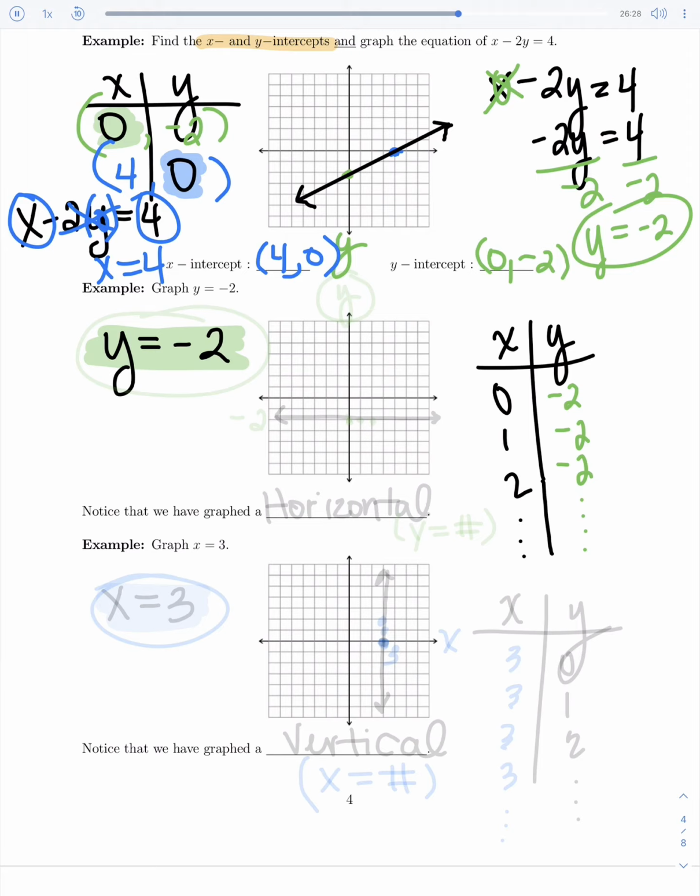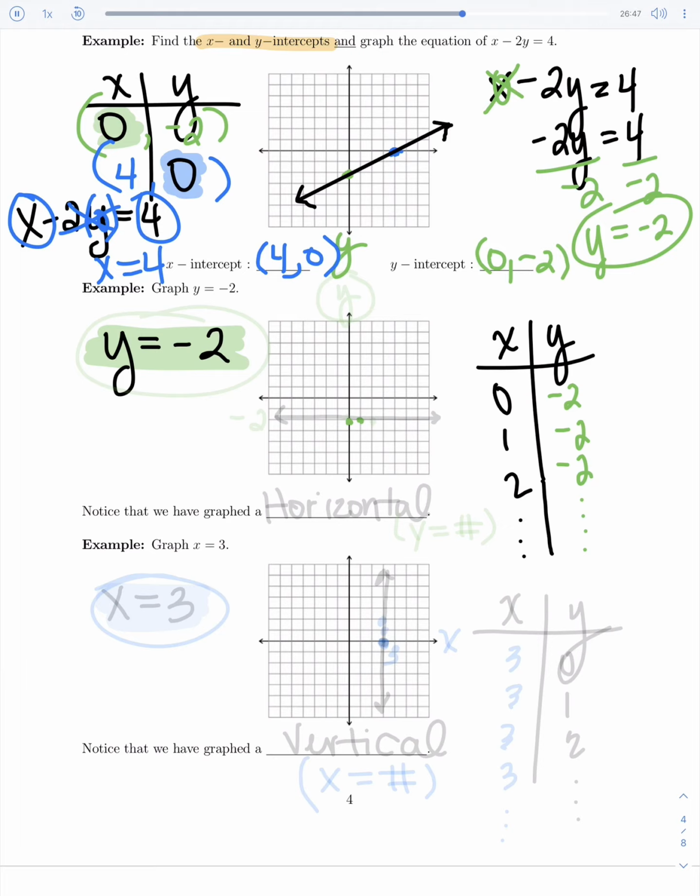Well, these are just example points. Let's plot them and see what makes them so special. So if we plot 0, -2, we'd be going down to -2. The next one is 1, -2, which means over 1 and down to -2. Next one is 2, -2, so over 2 and down 2.